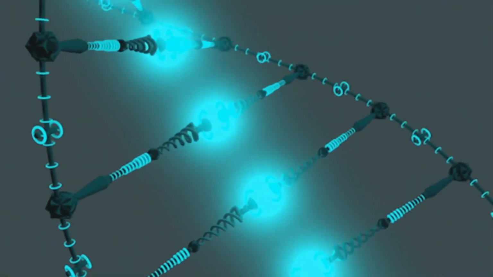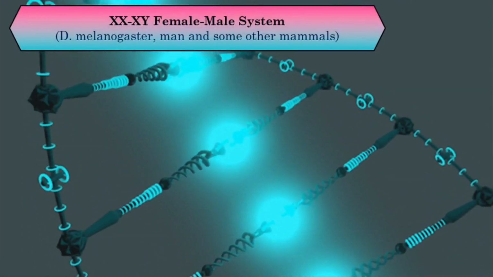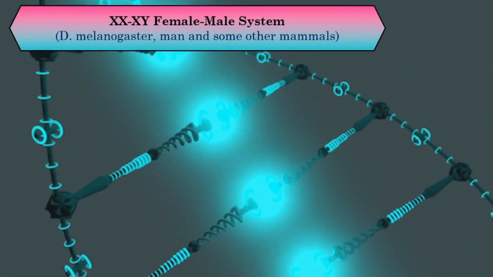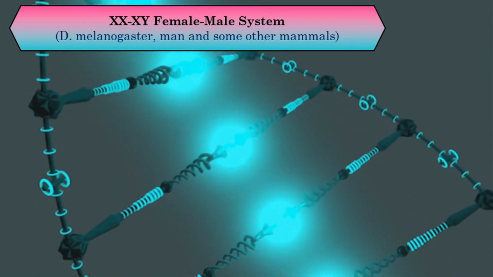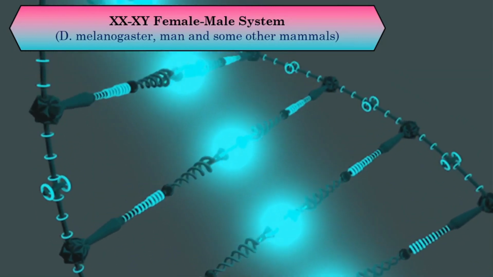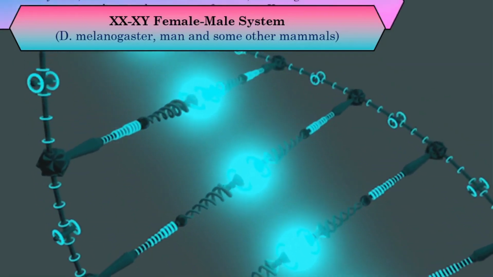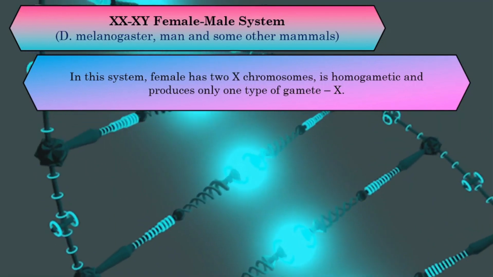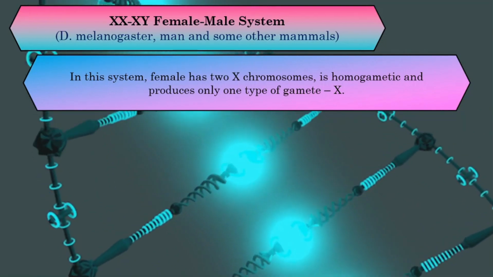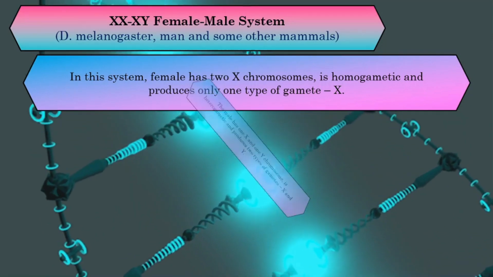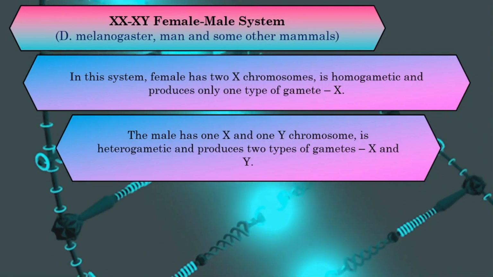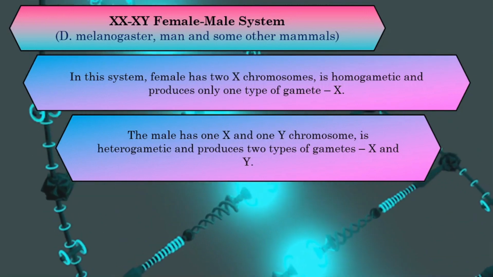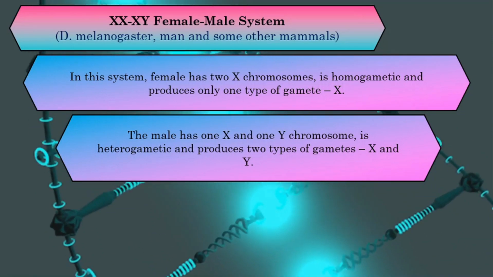Okay, so let's first discuss the first system in the allosomal sex determination, which is the XX-XY female-male system, which is common in Drosophila melanogaster or the fruit flies. This system is also found in humans and some other mammals. In this system, the female has two X chromosomes, which is homogametic, and produces only one type of gamete or sex cells, which is the X, while the male has one X and one Y chromosome. So it is heterogametic and produces two types of gametes, the X and the Y.